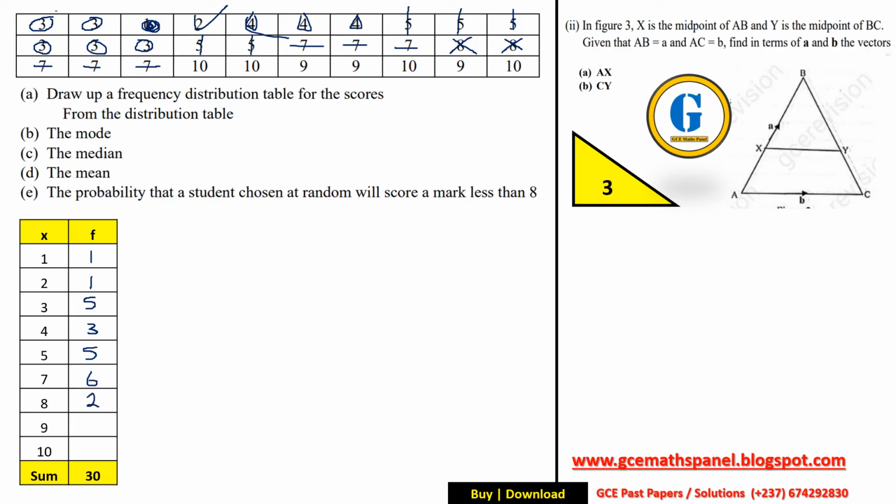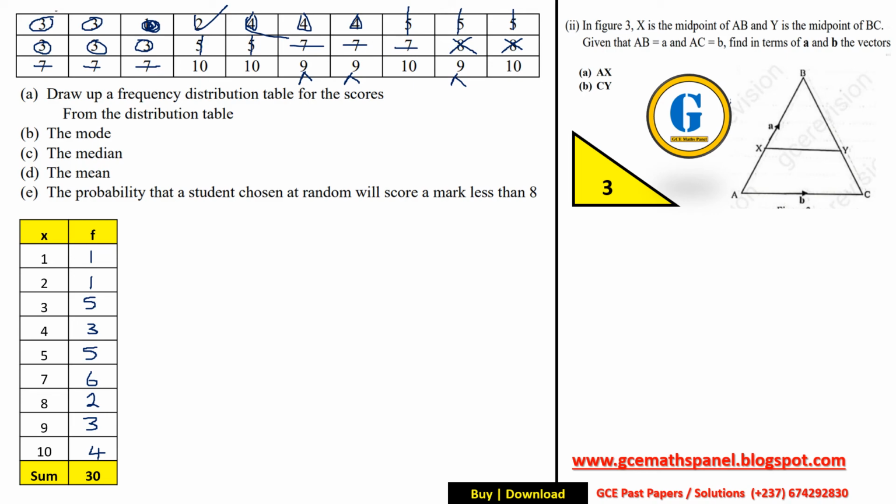Then for 9, we have 1, 2, 3. We have just 3. Then for 10, 1, 2, 3, 4. So for 10, there are 4. The last one I can leave it like that.